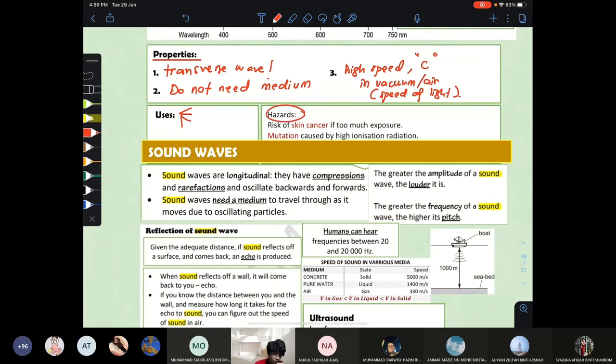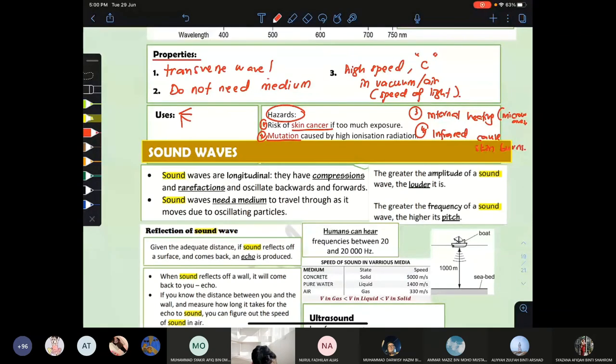And then hazards also, you need to know what the hazards are. Too much exposure to UV can cause skin cancer and mutation. What else? Then kita ada internal heating of body tissue kalau microwave. So this is caused by microwaves. And finally, kita ada infrared. Infrared tu apa hazard dia? It can cause skin burns. So these are a few that you need to know.